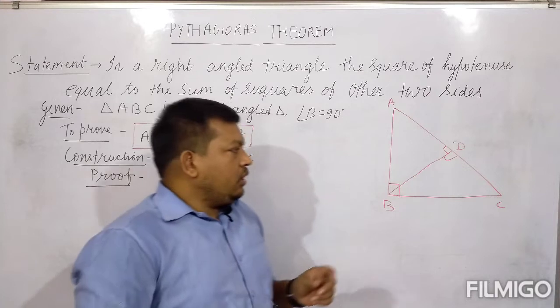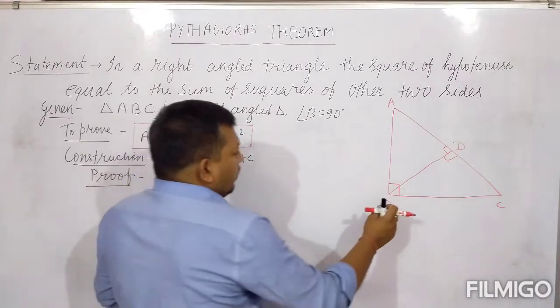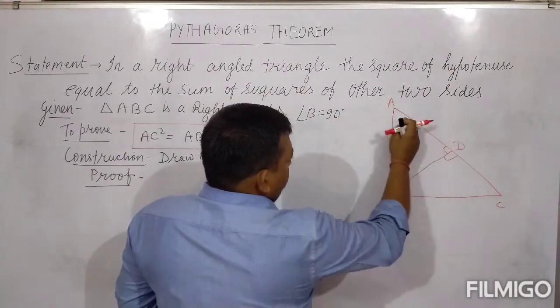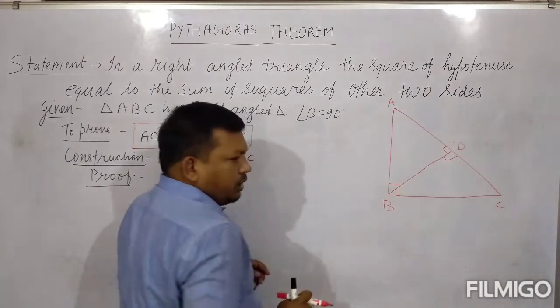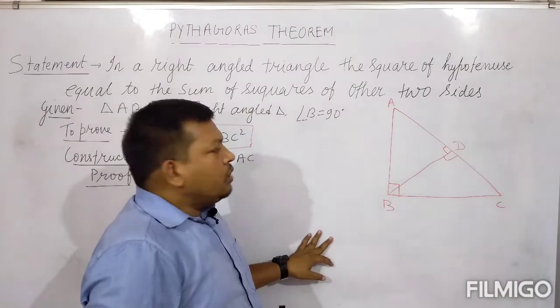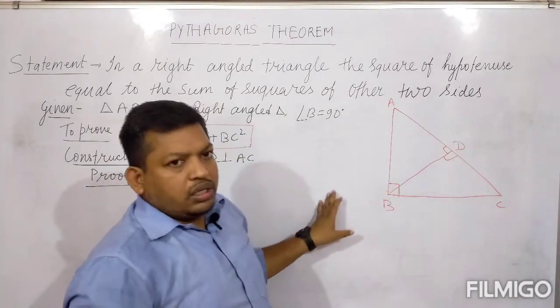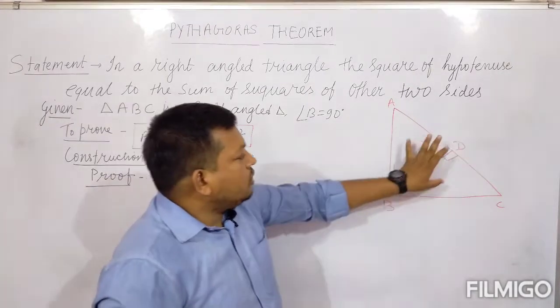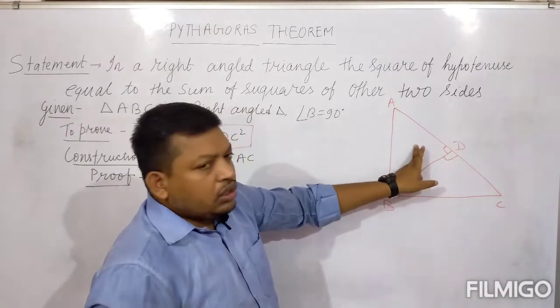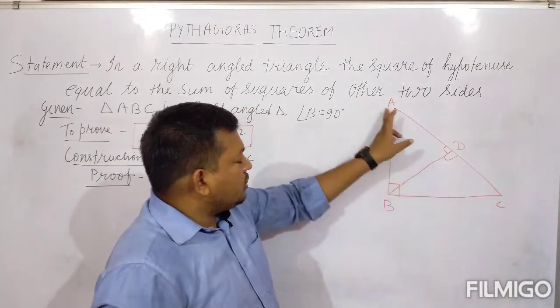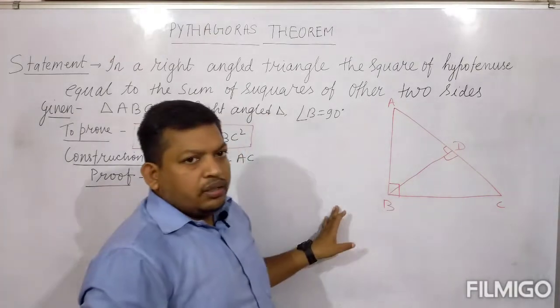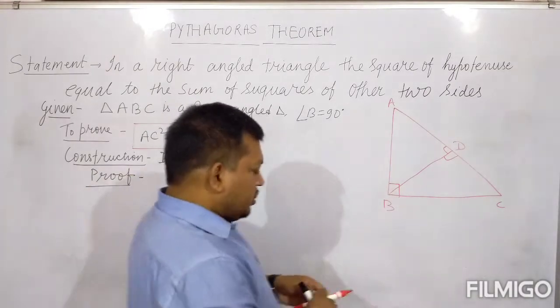I am repeating it again. When a perpendicular is drawn on the hypotenuse from the vertex opposite to it in a right angle triangle, the perpendicular divides the main triangle into two smaller triangles, and both the smaller triangles are similar to each other. Also, the smaller triangles are similar to the main triangle. So we will use this relation.